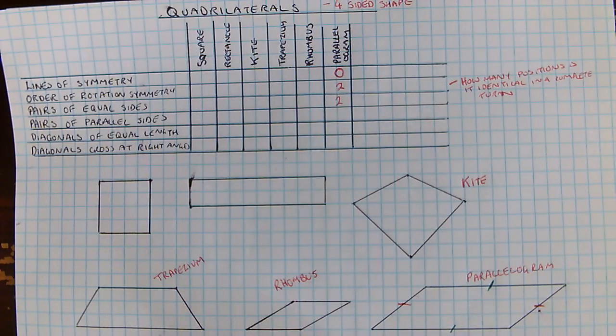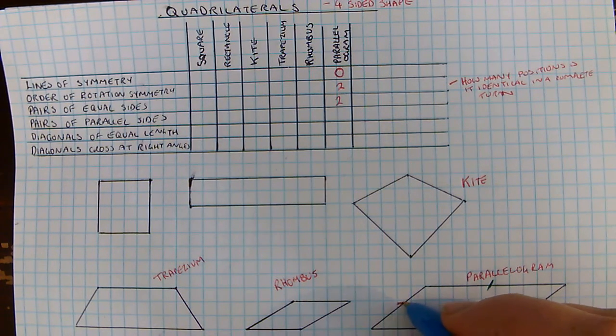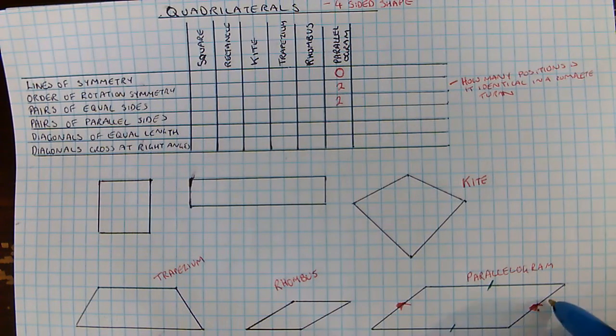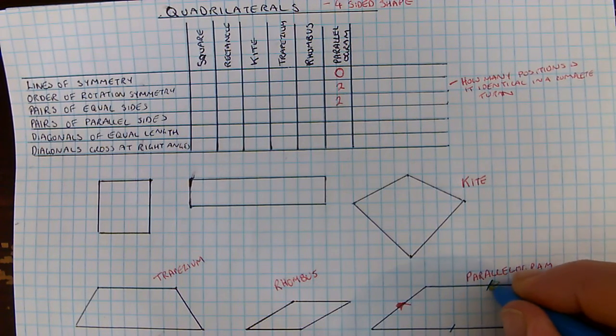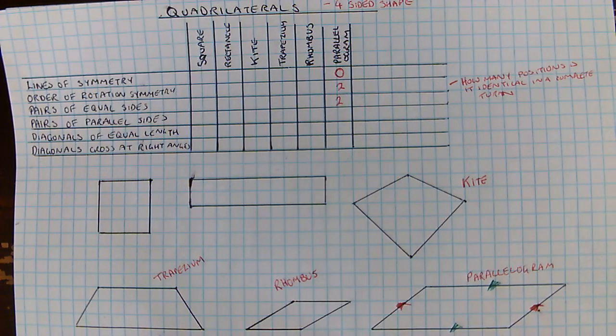How many pairs of parallel sides? Well, again, this red pair, I'm going to put an arrow here, and this side here is parallel. They don't get closer, they don't get further apart, they maintain the same distance apart. So that's one pair. Here I have my second pair. So again, 2 pairs of parallel sides.